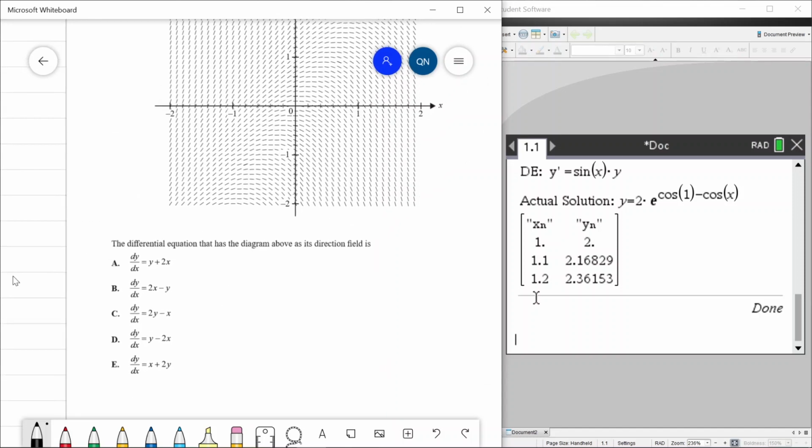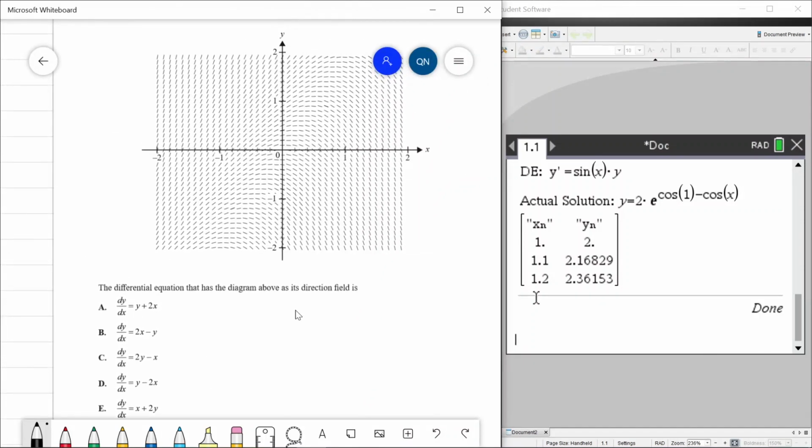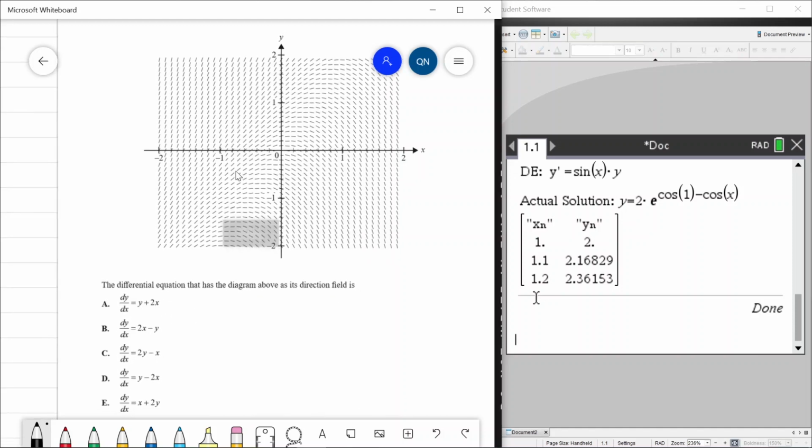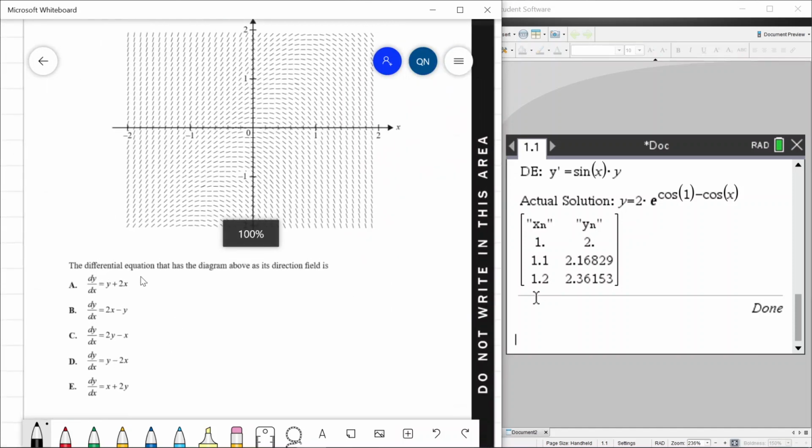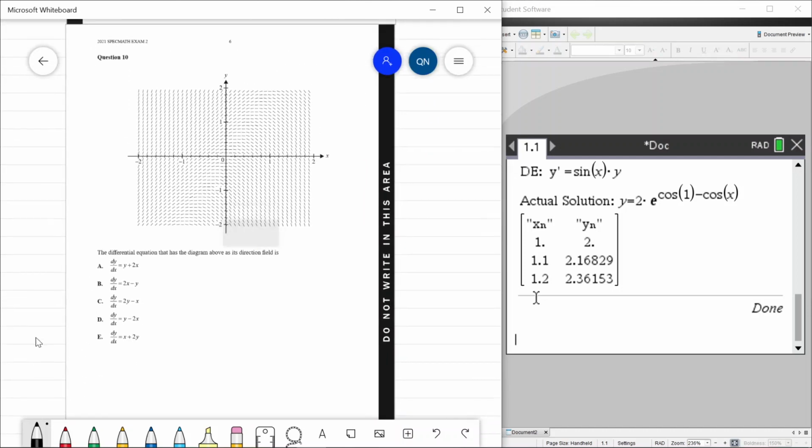All right, so question 10. The differential equation that has the diagram above as its direction field is, well, something. So the best way to probably do this is just to plug in random points and see which ones match up nicely.